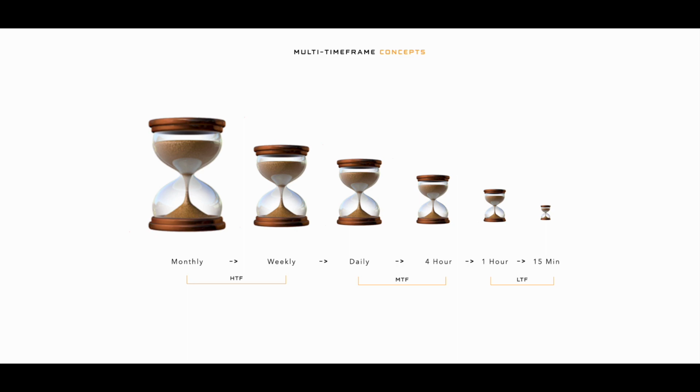Now, the reason we start by looking at the higher timeframes first is that the higher timeframes, such as the monthly or the weekly, for example, take much longer to form and therefore are going to hold a lot more information, right? Now, depending on your trading style, your higher timeframes might be the monthly and the weekly, and your medium timeframes might be the daily and the 4-hour, and your lower timeframes, where you would essentially execute from, might be the 1 hour or the 15-minute.